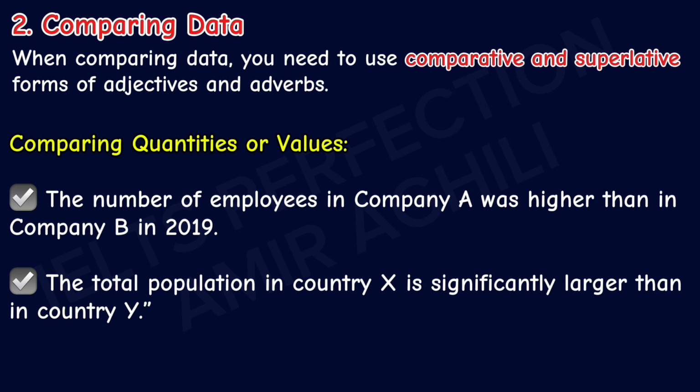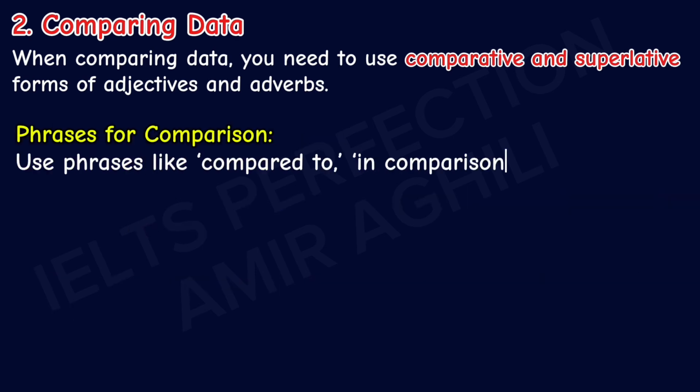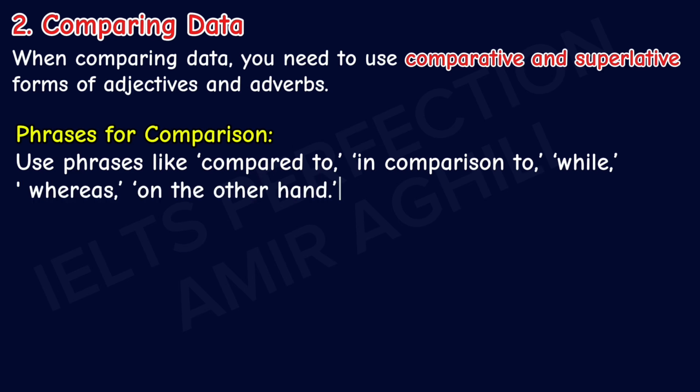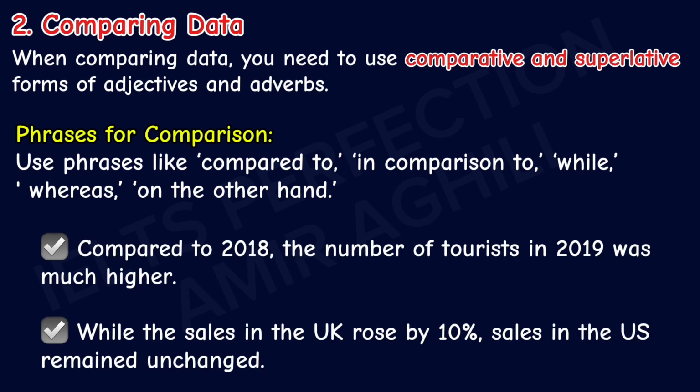It is so important to use certain phrases if you want to compare anything in your sentences. So you can use the phrases like compared to, in comparison to, while, whereas, or on the other hand. Compared to 2018, the number of tourists in 2019 was much higher. While the sales in the UK rose by 10%, sales in the US remained unchanged.